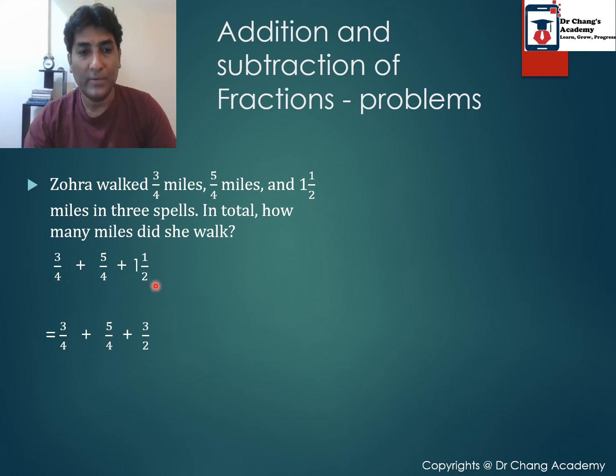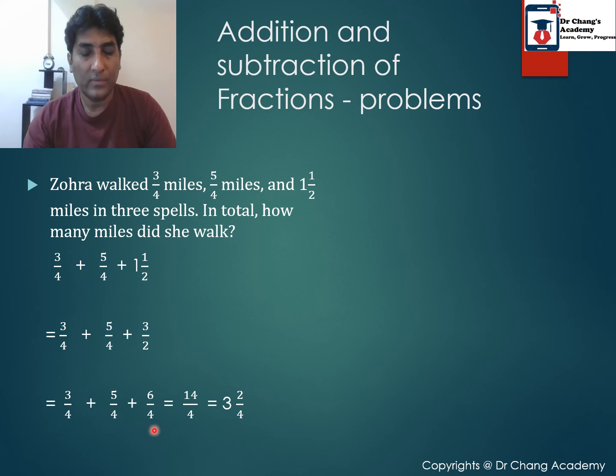So what we are doing here is we're changing this mixed fraction into an improper fraction. So 1 times 2 is 2 plus 1, so 3 halves here. And now we have a different part size in this fraction. These two fractions have the same part size. So we can change the part size of this to fourths, because 2 times 2 is 4. Okay, and then we don't need to change the part size of these two fractions. So 2 times 2 is 4, 2 times 3 is 6. So now 6/4 is equal to 3 halves.